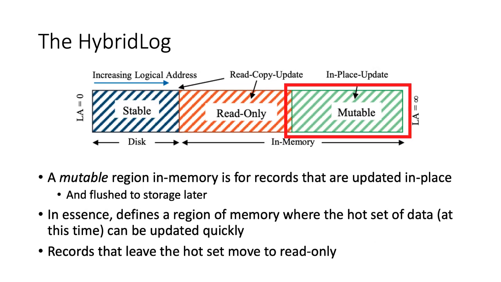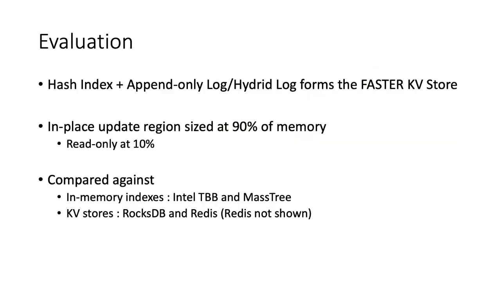And then we have this mutable region for in-place updates. Records that are updated in place in this mutable region aren't flushed to disk immediately. So what we have here is a region of memory that we can configure the size of, where the hot set of data resides and can be updated quickly right there in memory. And records that leave this mutable region will move to the read-only region. So in essence, it's quite a simple store. We just have this hash index and then the logs to form the store.